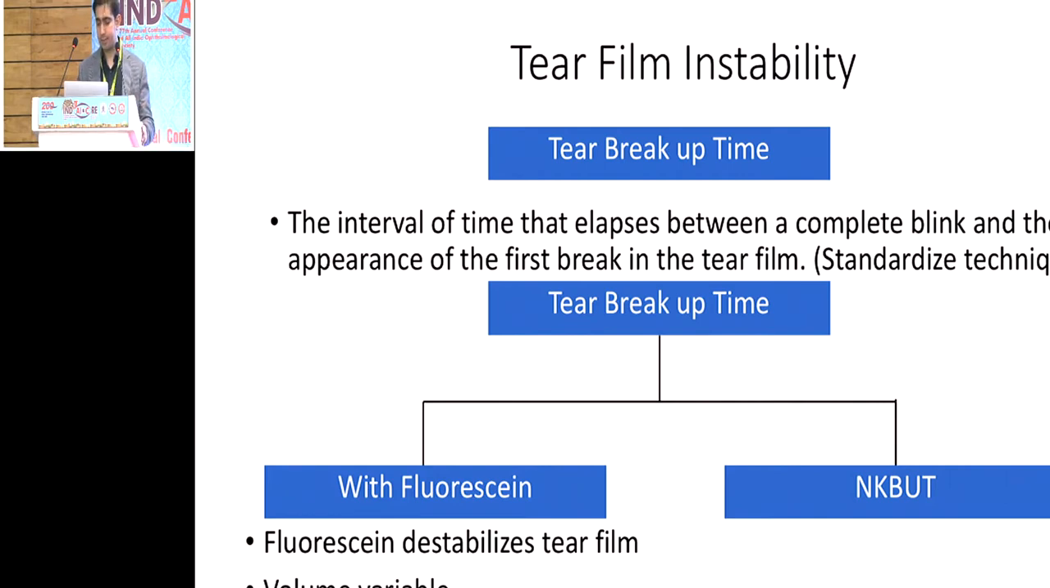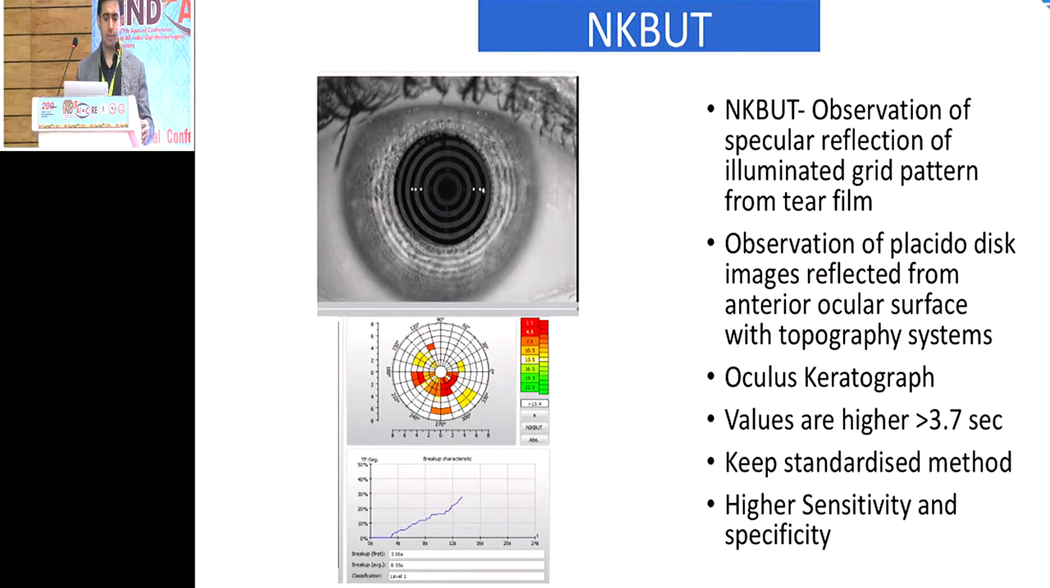So various devices, like this is a picture from the Oculus keratograph, give you the non-contact TBUT, which is an observation of the specular reflection of the illuminated grid pattern from the tear film. You can also have observation of Placido disc images refracted from the anterior ocular surface with topography systems such as the keratograph.